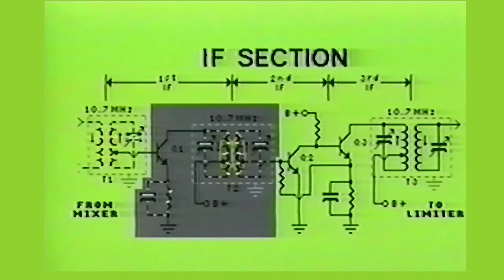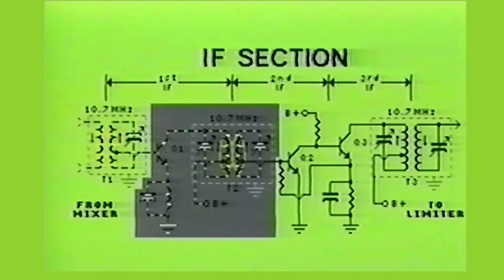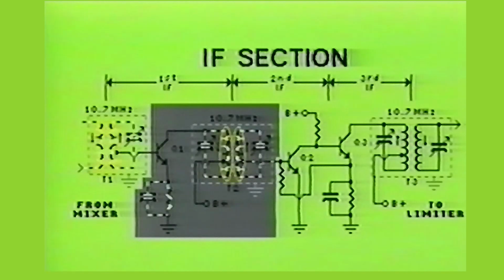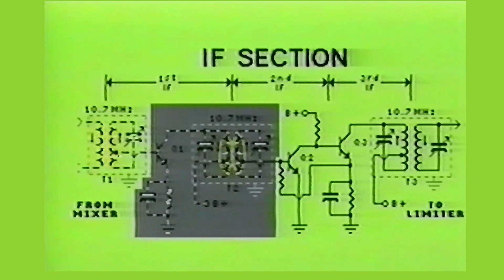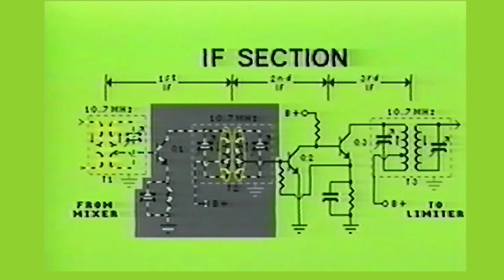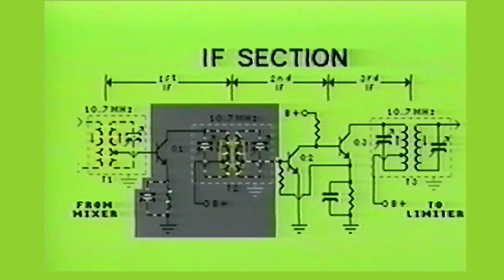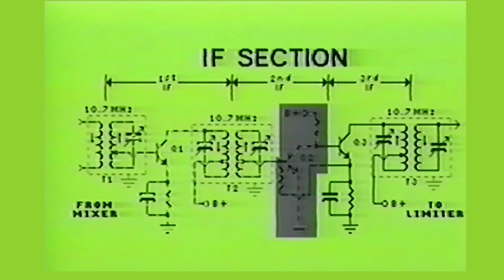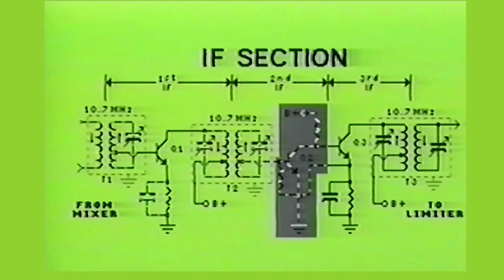of 10.7 MHz. Notice that the current flow through Q1 begins at ground, then flows through the emitter of Q1, through the primary side of T2, then from the tap at the lower end of the primary side of T2, then to B+. From here, the signal is inductively coupled to the secondary side of T2. At this point, the signal is taken from the tap at the lower end of the secondary of T2 and fed into the second IF stage.